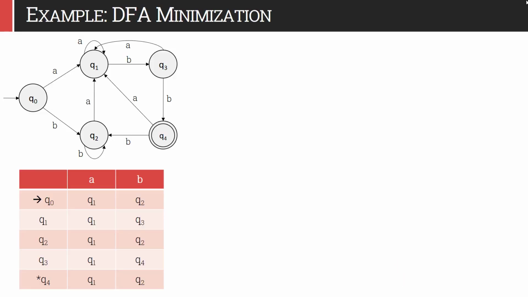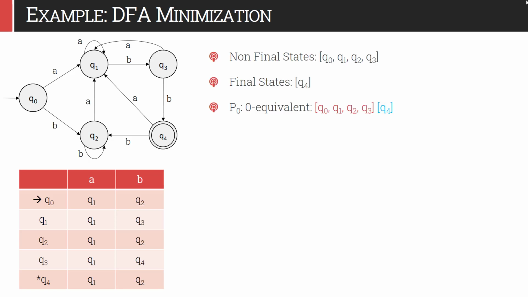Consider this is the DFA and we wish to minimize this DFA. The transition table is given here. Let us start with partition P0 or the zero equivalent state. As we know from the previous video, the P0 partition is a partition of original states such that we will keep all the non-final states into one group and all the final states into another group. So our partition P0 would be Q0, Q1, Q2, Q3 in one group and Q4 in another group.